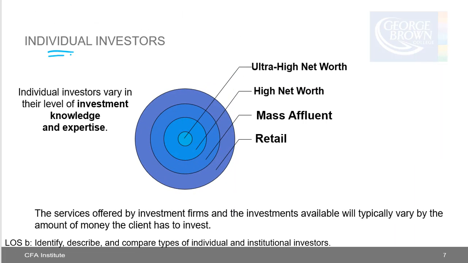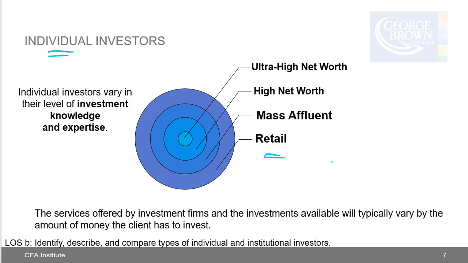On this slide, we're going to spend a little bit more time talking about individual investors. And individual investors are often differentiated based on their resources. Most individuals and families will have relatively modest amounts to invest. Others, more affluent individuals, will have larger amounts. The term retail investor over here may be used to refer to all individual investors. That's why it's on the outside of the circle.